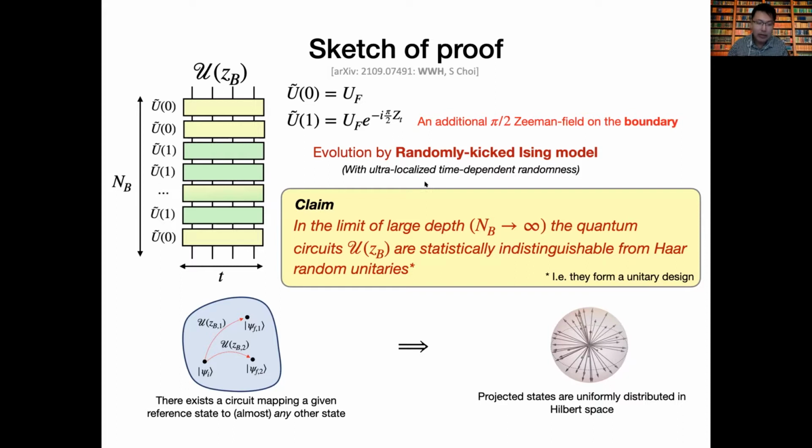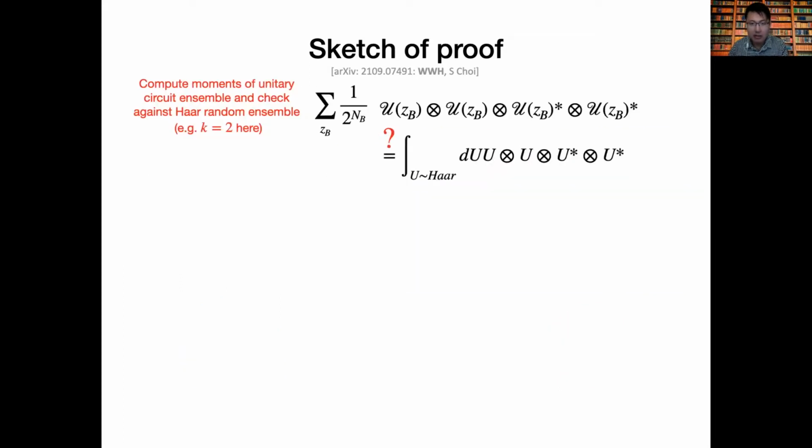In doing so, we would have proven our theorem. But the main point that we have to understand next is why this is correct, why these quantum circuits are indistinguishable from Haar random unitaries. So to do that, we can compute the kth moment of the Haar random unitary ensemble, and ask if it matches with that of our actual unitary circuit ensemble.